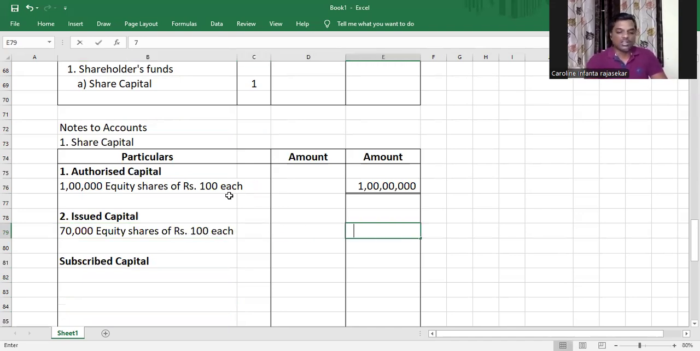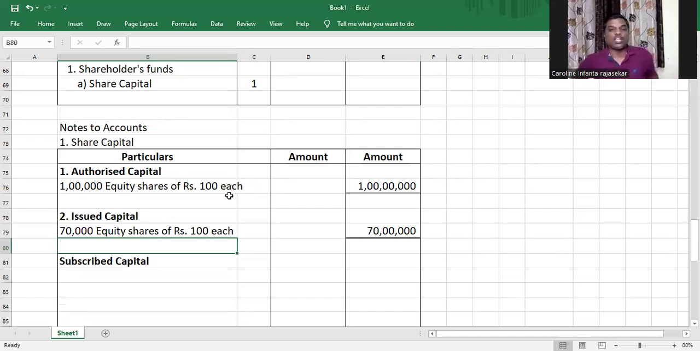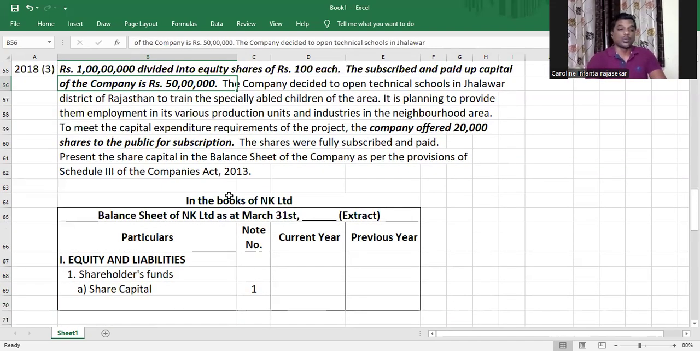Can you believe it, my dear children? Everyone gets this wrong. They either just write 20,000 equity shares of 100 each, or they just write 50,000 equity shares of 100 each. And that is so not right, my dear children. It's a very easy question. Everyone should have got 3 marks in this question.